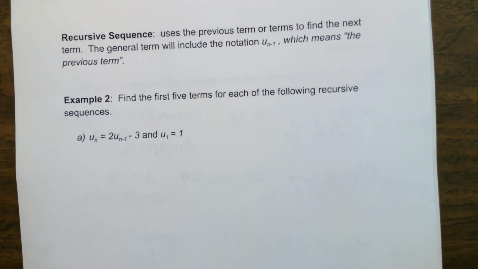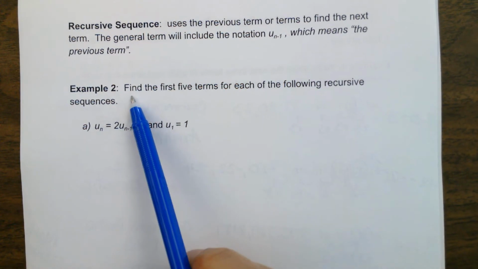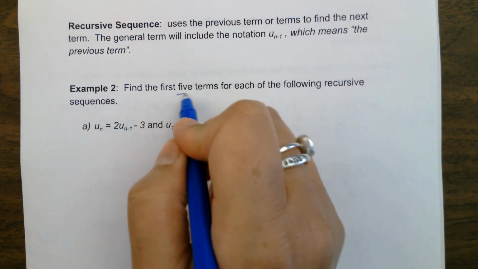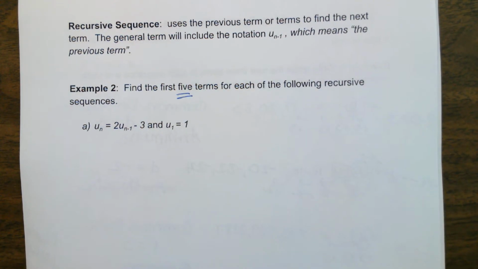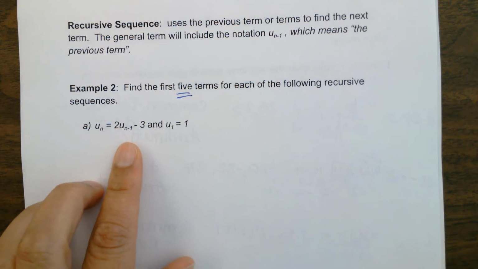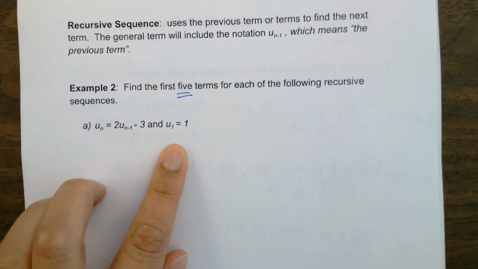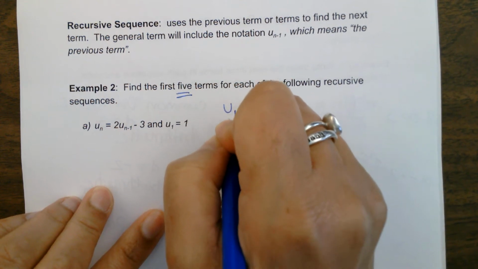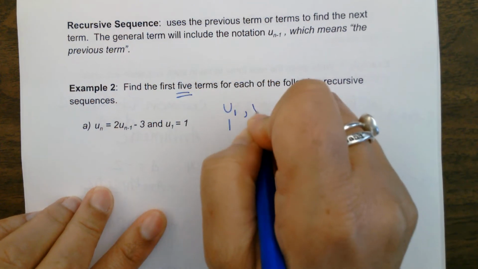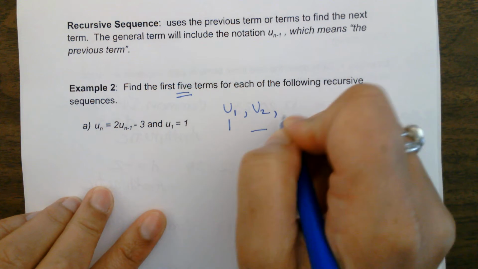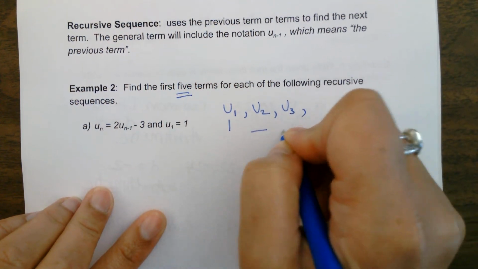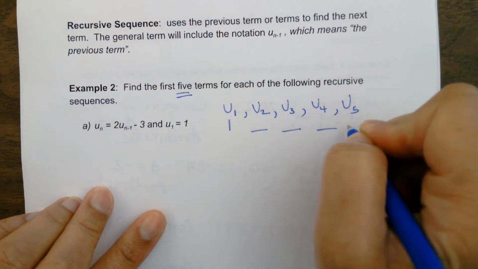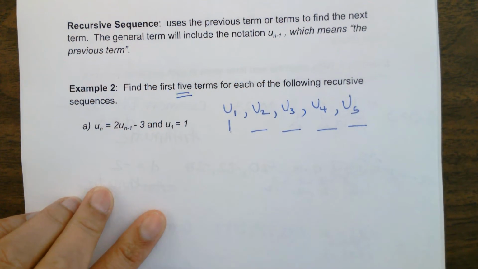We're going to work through this together, so stick with me. Here's finding the first 5 terms for each of the following recursive sequences. Here's our first term. They gave us u sub 1, which is 1. We have to find what u sub 2 is, what u sub 3 is, what u sub 4 is, and what u sub 5 is, using this rule right here.